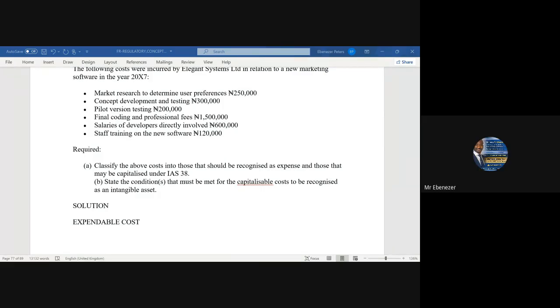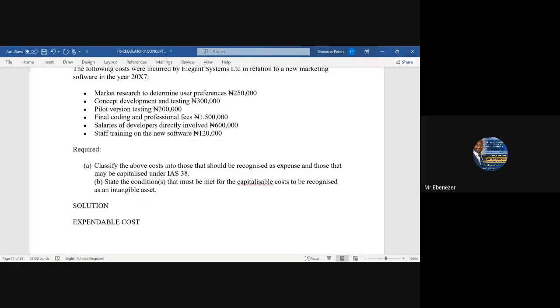Let's discuss this very last one very well. Staff training on the new software. Is it to be capitalized or expensed? Expense. Why? Okay. Now let me say this clearly, so that you won't get yourself bothered.